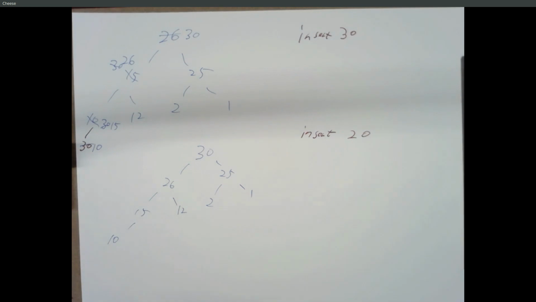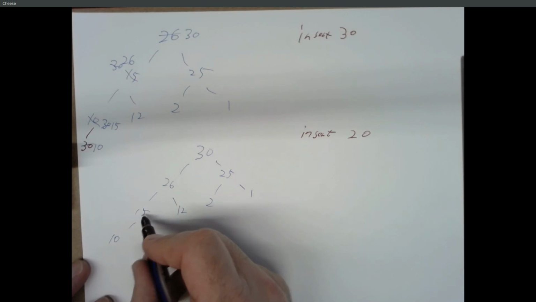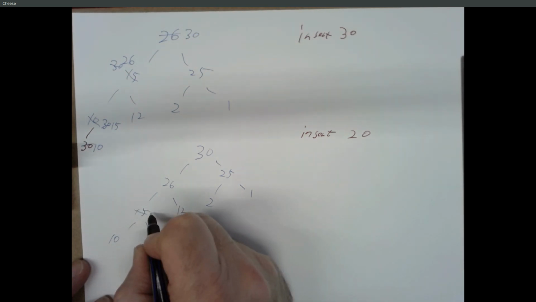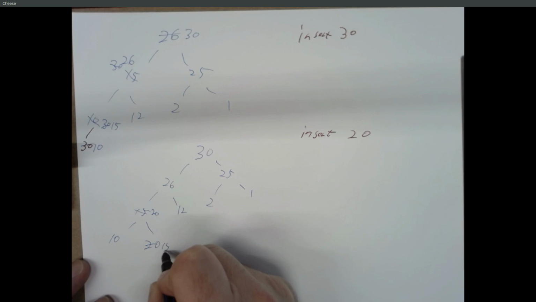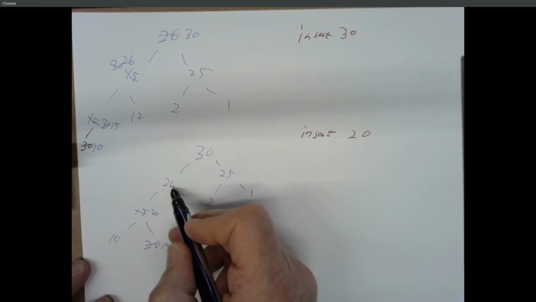Let's just insert a 20. So we put a 20 down here, check its parent. Parent is not bigger than both children, so swap with the largest. Check its parent, 26. 26 is bigger than both of its children. Heap property is satisfied, we can stop.